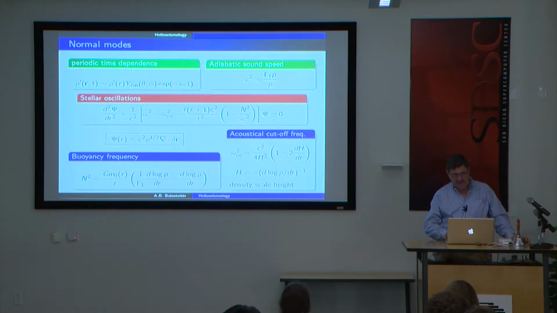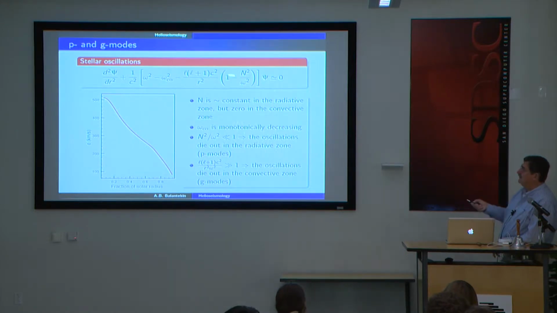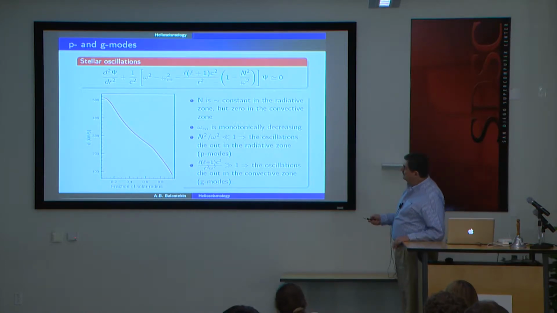But here, the reason I wrote this equation this way is because it's quite familiar to you. It looks like the Schrödinger equation, right? And you are familiar with the Schrödinger equation. Now, here is the sound speed. That's how the sound speed looks approximately as a fraction of the solar radius.